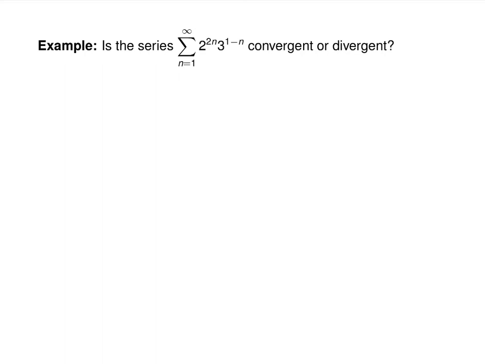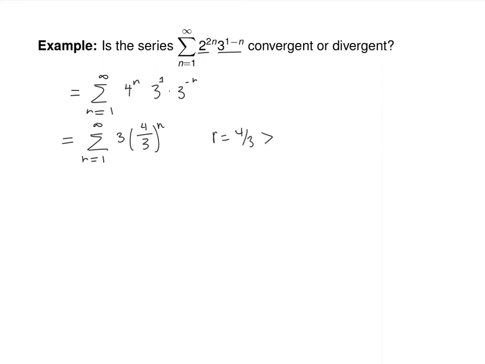All right, how about this series? Is this series convergent or divergent? Well, let's start by trying to simplify those exponents a tad. So first of all, this 2 to the 2n, that's going to be 4 to the n. And this 3, let's make that 3 to the first and 3 to the negative n. So that becomes the sum from n equals 1 to infinity, 3 times 4 over 3 to the n. And you can tell right now that your r is going to be 4/3, which is bigger than 1, so this thing is going to diverge.